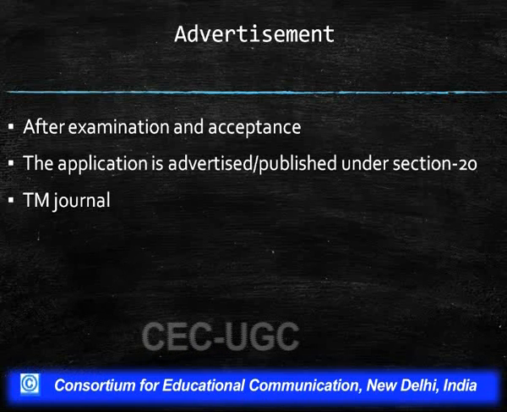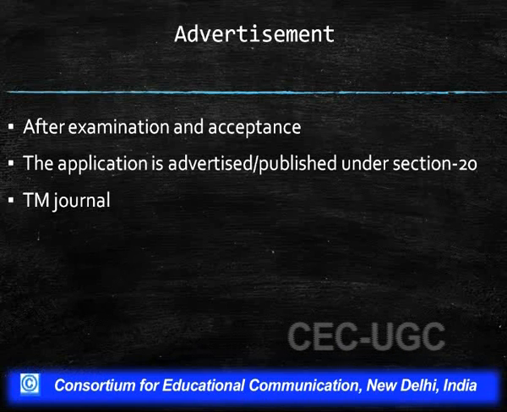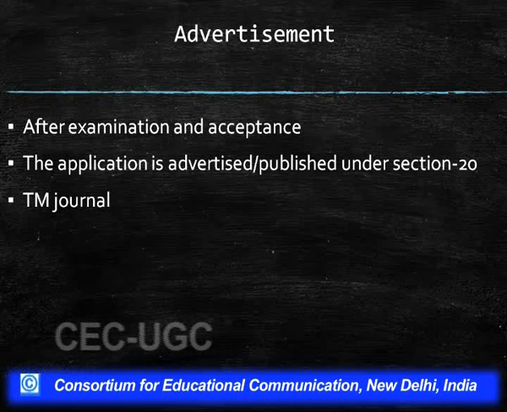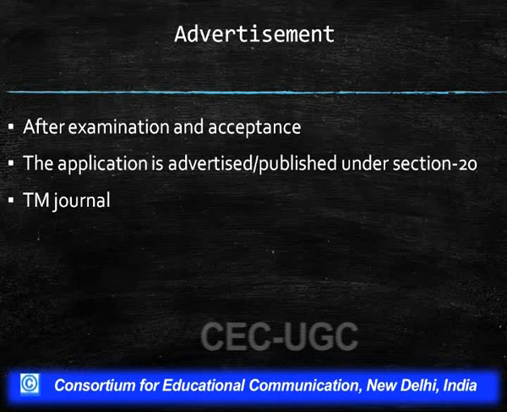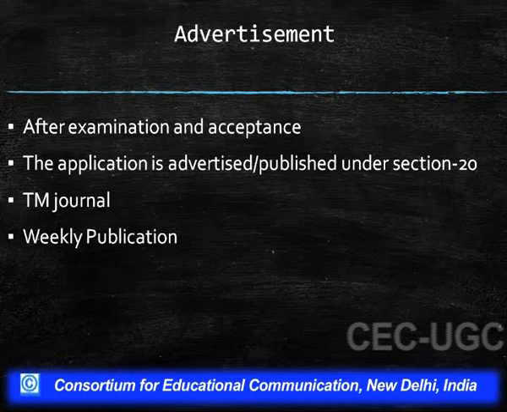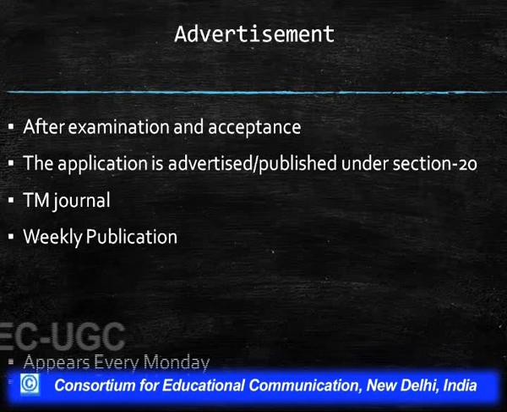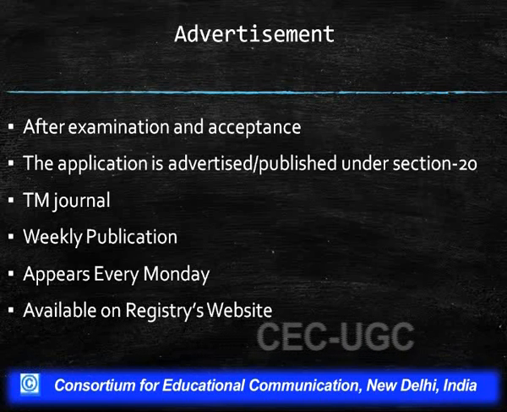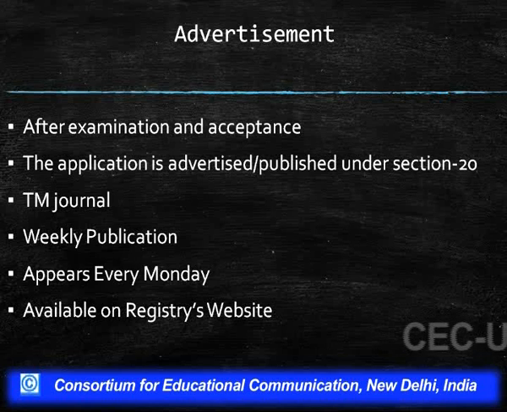weekly. That trademark journal comes weekly, and it remains available online on the trademarks registry website, and it gets displayed every Monday, and it covers all the trademarks filed in the last week. So it is a weekly publication and appears every Monday, available on the registry's website. What happens with this advertisement? What is the purpose of the advertisement?